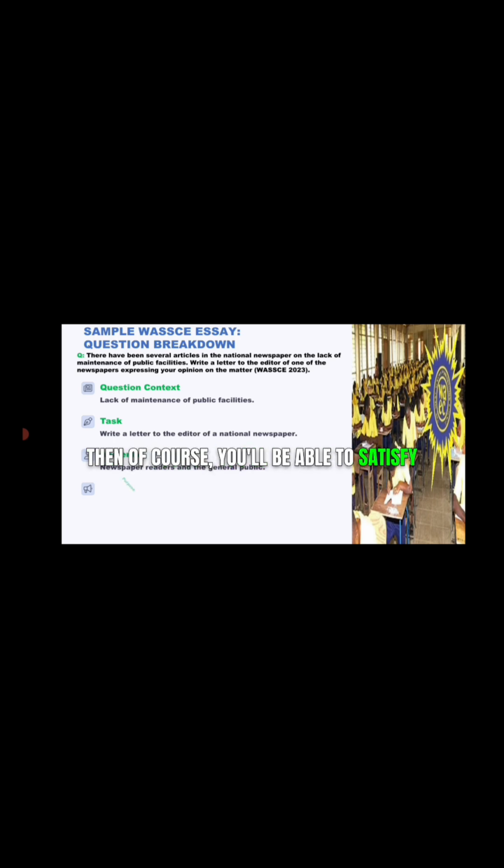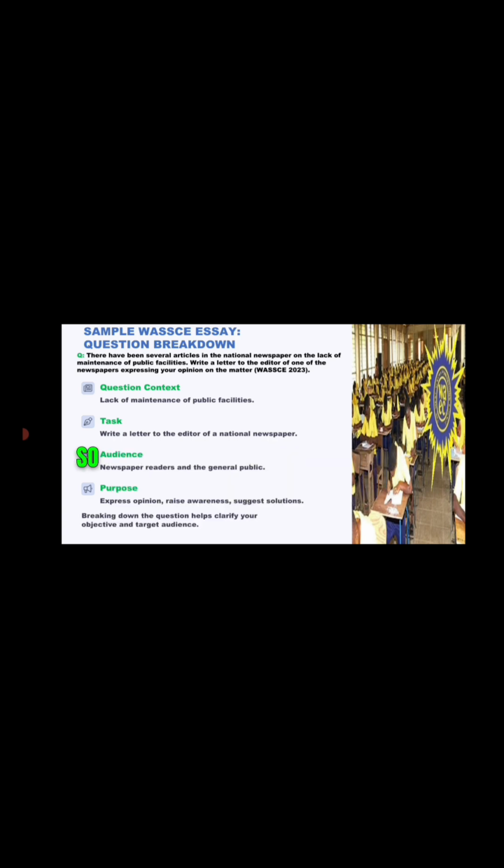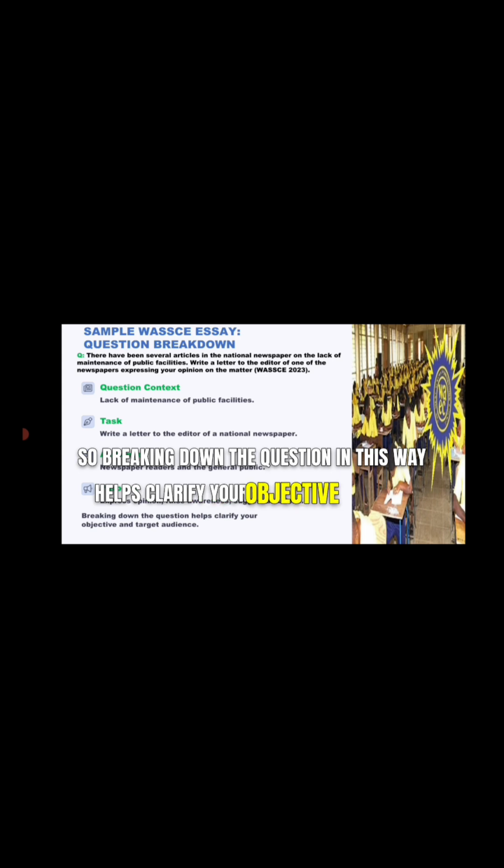to satisfy the examiner. Now, what's the purpose? The purpose is to express opinion, raise awareness, and suggest solutions. So breaking down the question in this way helps clarify your objective and your target audience. This is vital for tailoring your argument effectively.